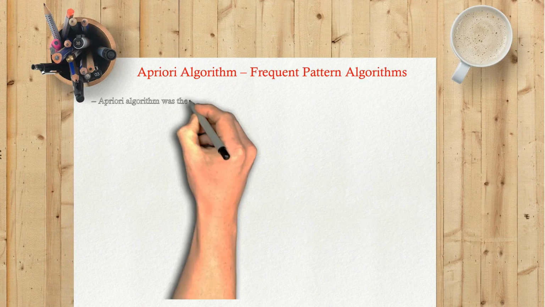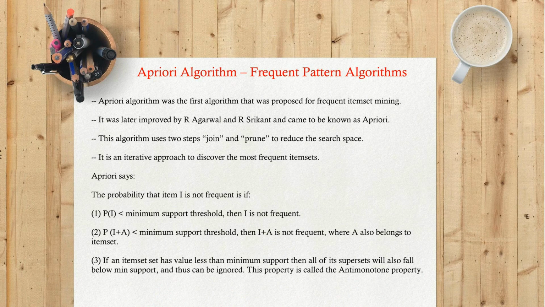Apriori algorithm. Frequent pattern algorithms. Apriori algorithm was the first algorithm that was proposed for frequent item set mining. It was later improved by R. Agrawal and R. Srikant and came to be known as Apriori. This algorithm uses 2 steps, join and prune, to reduce the search space. It is an iterative approach to discover the most frequent item sets.